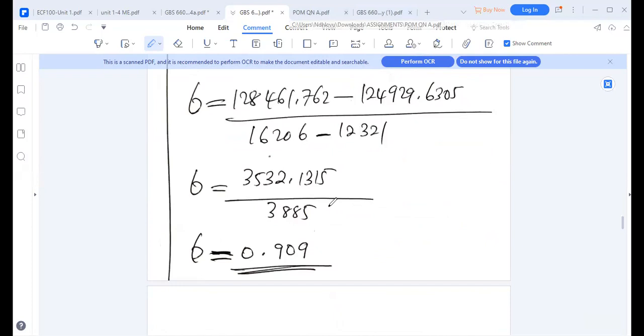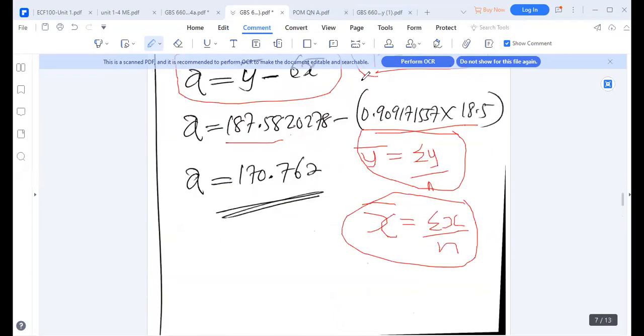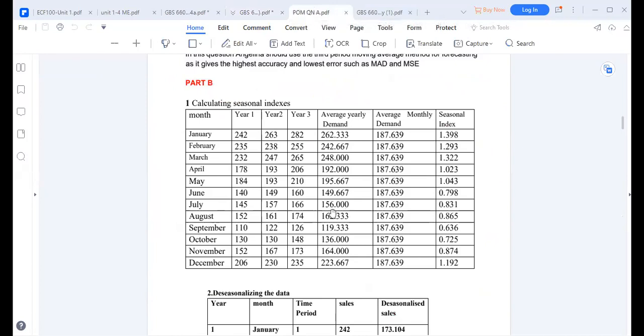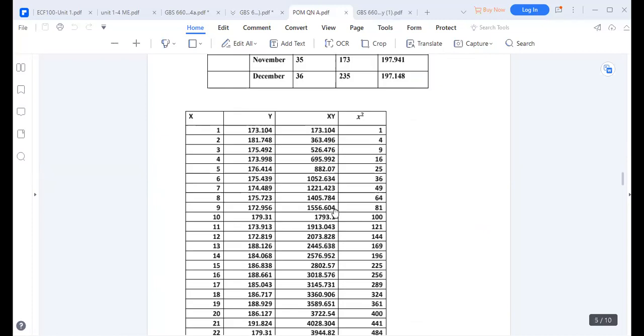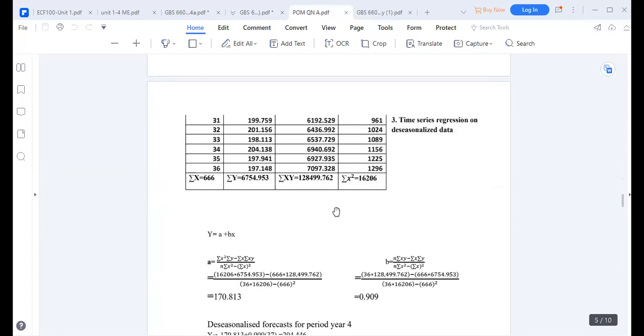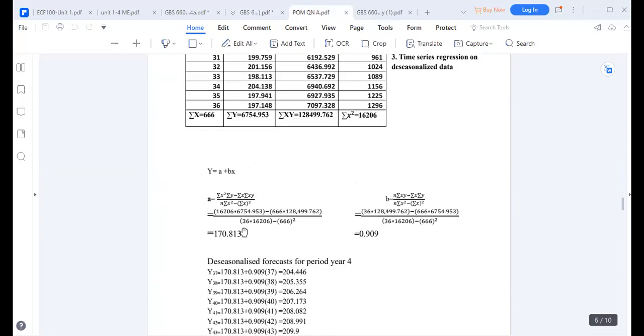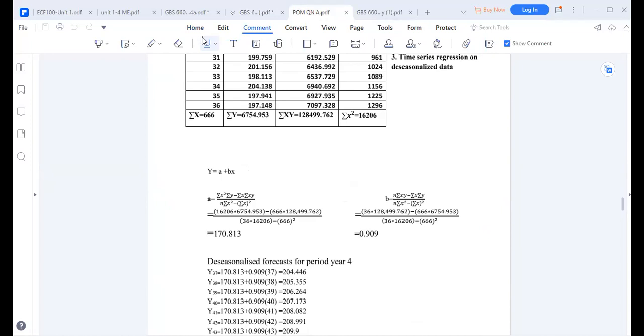We already found here 170.76. You can even compare with these other figures here. This is how these ones were computed. Getting to these other figures here, 170.9. So this is our beta. The beta is the same. Here we are getting our beta, and then this is our alpha.